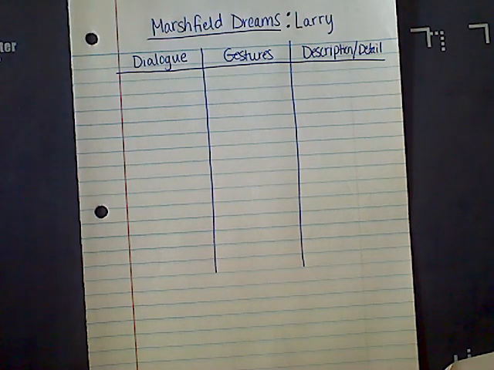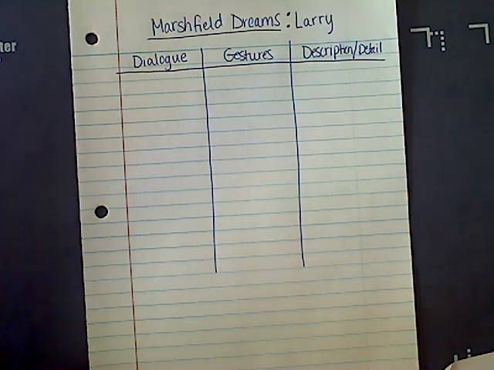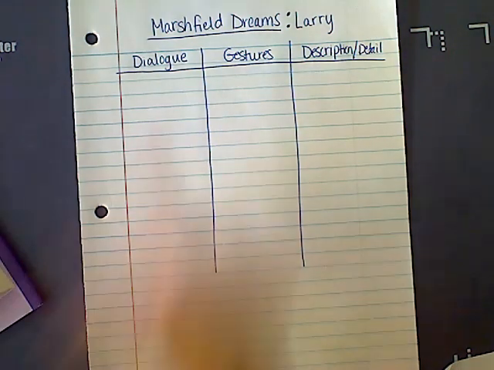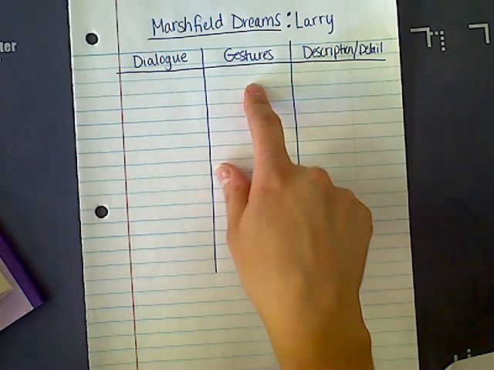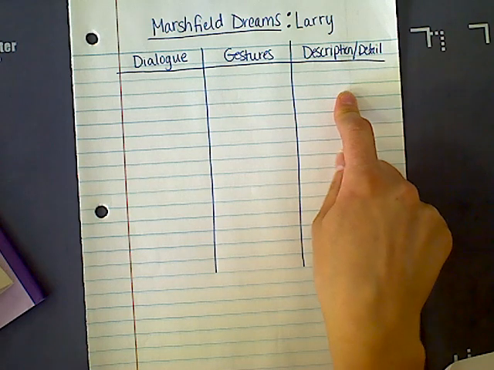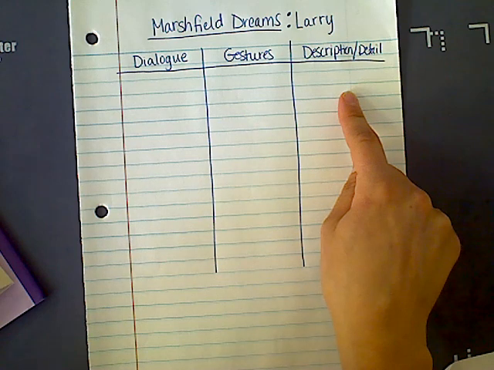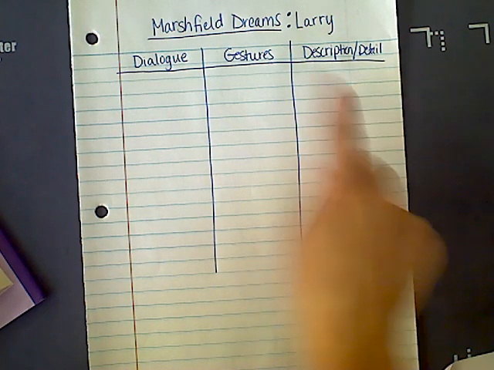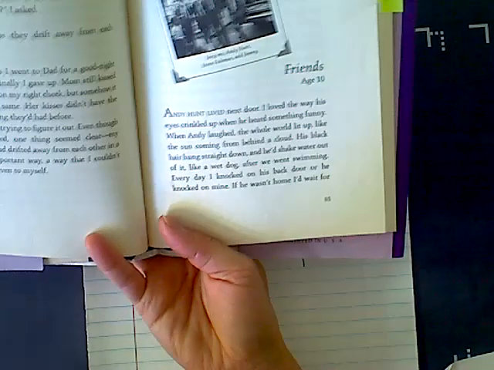Now that you have the chart ready, I'm going to read from this chapter by Ralph Fletcher. As I'm reading, once the character Larry is introduced, pay attention to what Larry says, his gestures, like things he does with his body language, his hands, his feet, and also any description or detail that Ralph Fletcher might use to describe Larry. As you notice those examples, pause the video and write them in your three-column chart. We'll do the first one together. Let's read from the book, if you could follow along with me.